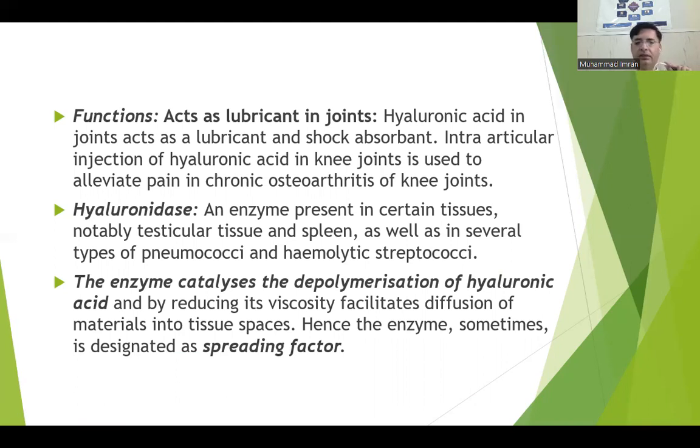Hyaluronidase is an enzyme present in certain tissues, notably testicular tissue and spleen, as well as in several types of pneumococci, hemolytic streptococci, and staphylococci. That's why this enzyme, hyaluronidase, is known as a spreading agent.